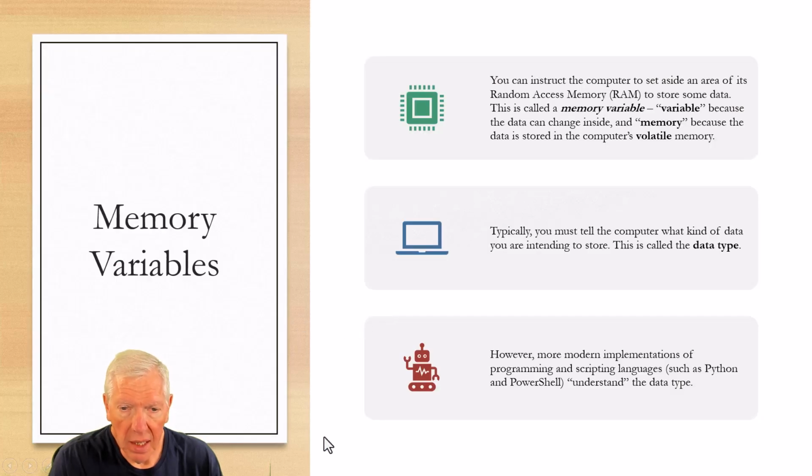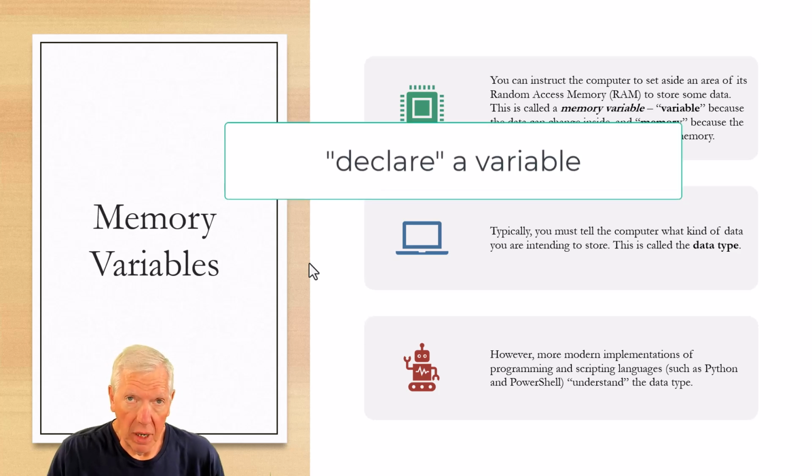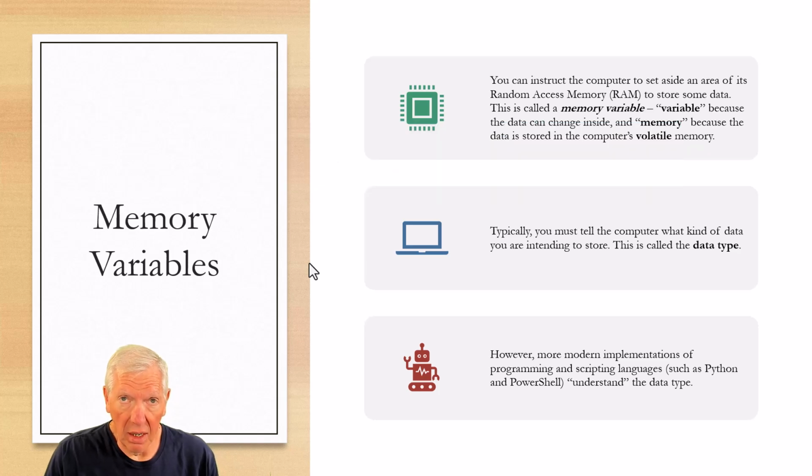Now, you need to be aware of a handful of things. So we have what are called memory variables. And when you're writing OOP code, what you do is you go through a process that's called declaring a variable. So all you're doing is telling the computer, hey, I want to set aside an area of memory inside the computer, and this is volatile memory. This is in RAM, so if the computer shuts down, it goes away. And I'm going to store something here, and it's called a memory variable.